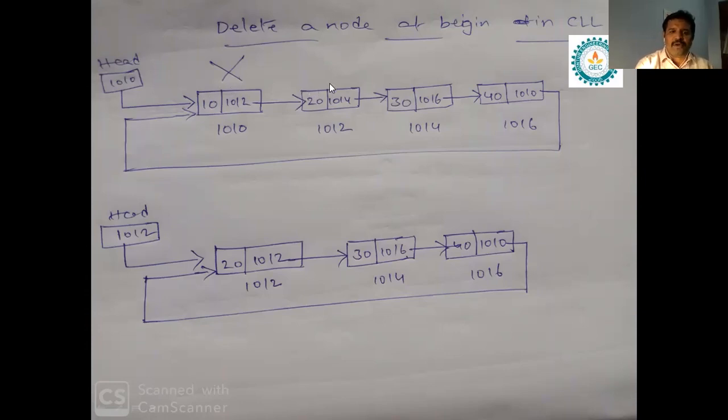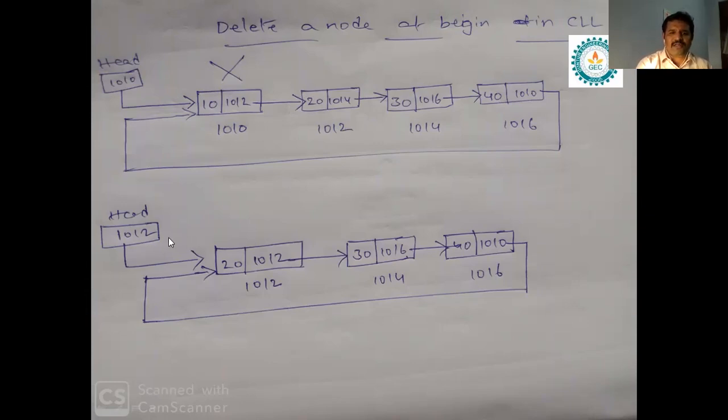We have to change the pointers. The head node will always point to the first node, right? So the head node contains the address 1010, which is the address of the node 10. If we delete this element, automatically the node 20 is the first node, which contains the address 1012. So the head contains the address 1012. This way we can adjust the pointers.